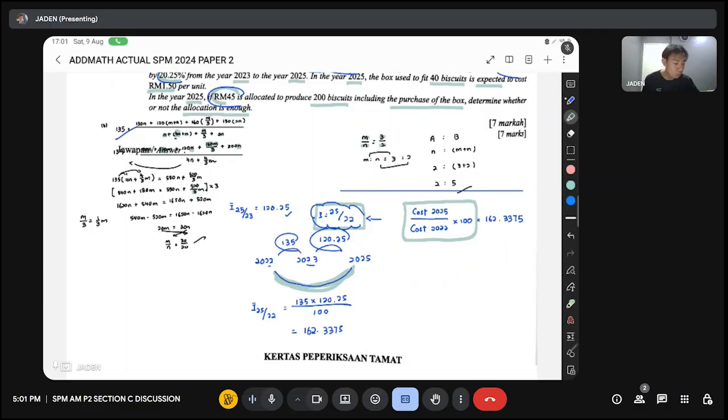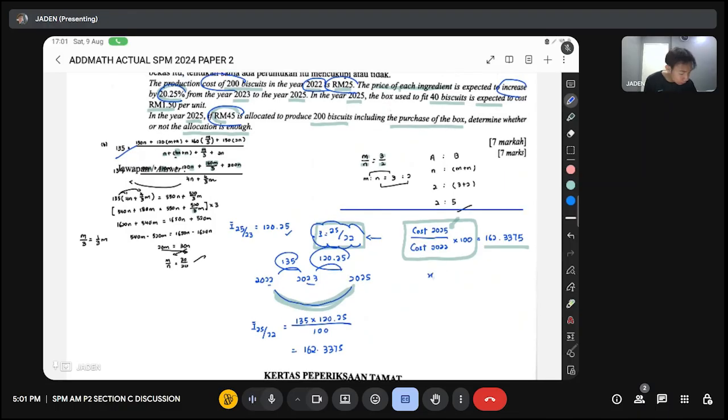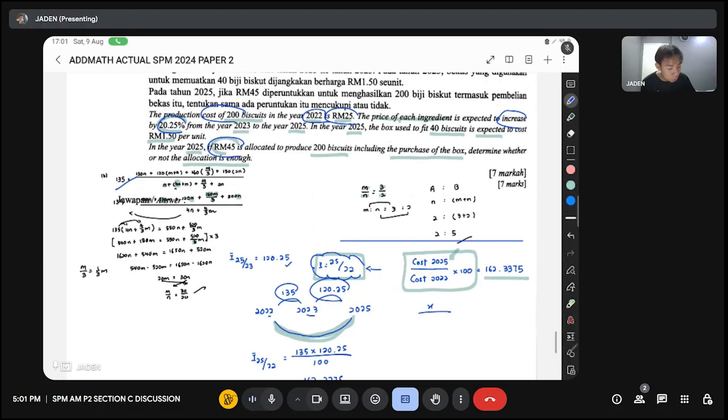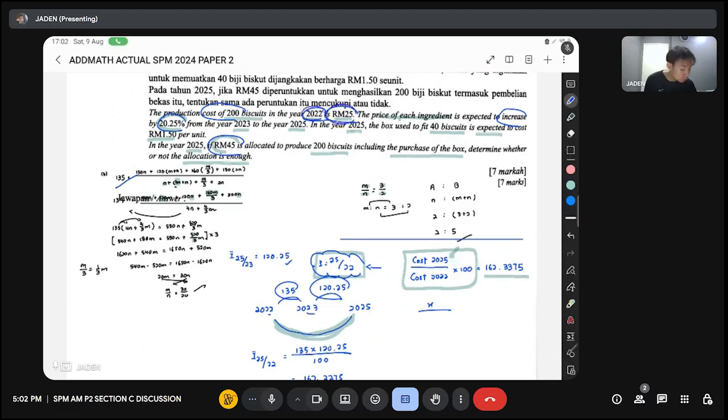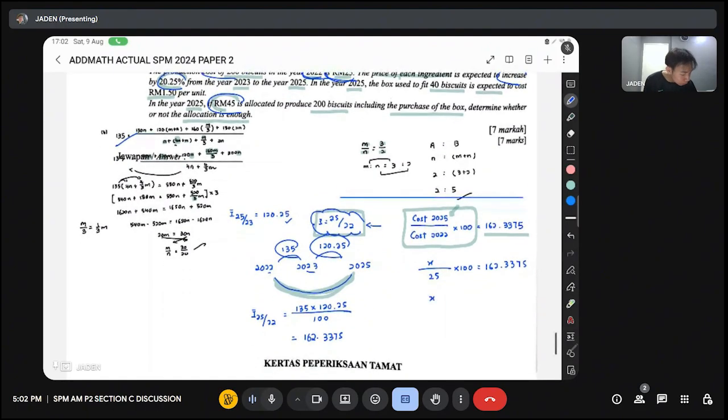But at the same time, you have to understand everything is tied together in terms of the cost, in terms of the profit. They will all lead to 162.3375. So right now, since we don't know what is the cost in 2025, you take this one as your X value, but the cost in 2022 is 25 ringgit. It is very clear to us. So X over 25 times 100 gives 162.3375. So your X will be 162.3375 divided by 100 times 25. And that is how you get your cost in 2025.